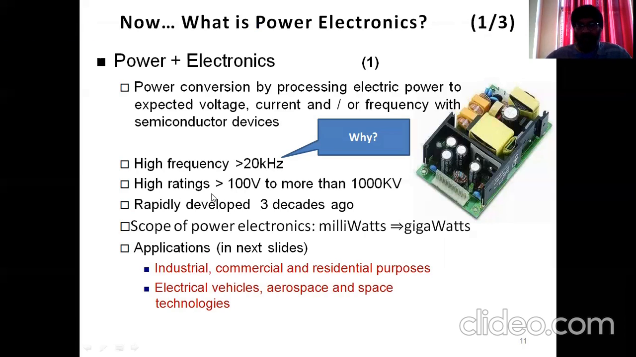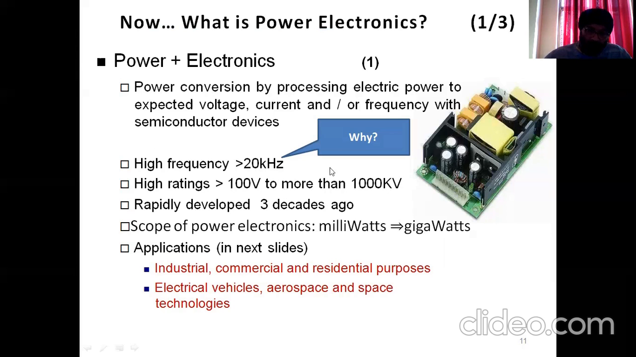Now, high ratings. We'll be discussing in detail about these terminologies when we go into the details of power systems or power electronic circuits. Okay, the next one is high ratings. If we are saying that we are dealing with electronic circuits for application in power systems, these electronic circuits have to have a high rating for these devices, much more than 100 volts, sometimes like 1000 kilovolt is also possible.